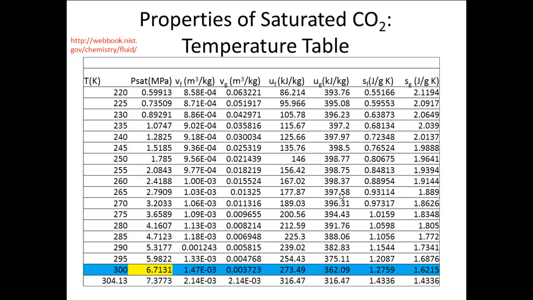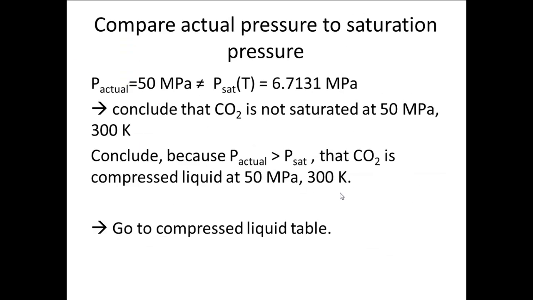Okay, so let's compare our actual pressure, 50 megapascals, to the saturation pressure at 300 K. We conclude that CO2 is not saturated. We see that the actual pressure is higher than the saturation pressure. That means that the CO2 is in the compressed liquid form, or we can call it subcooled liquid when it's under these conditions. So we go to the compressed liquid table.